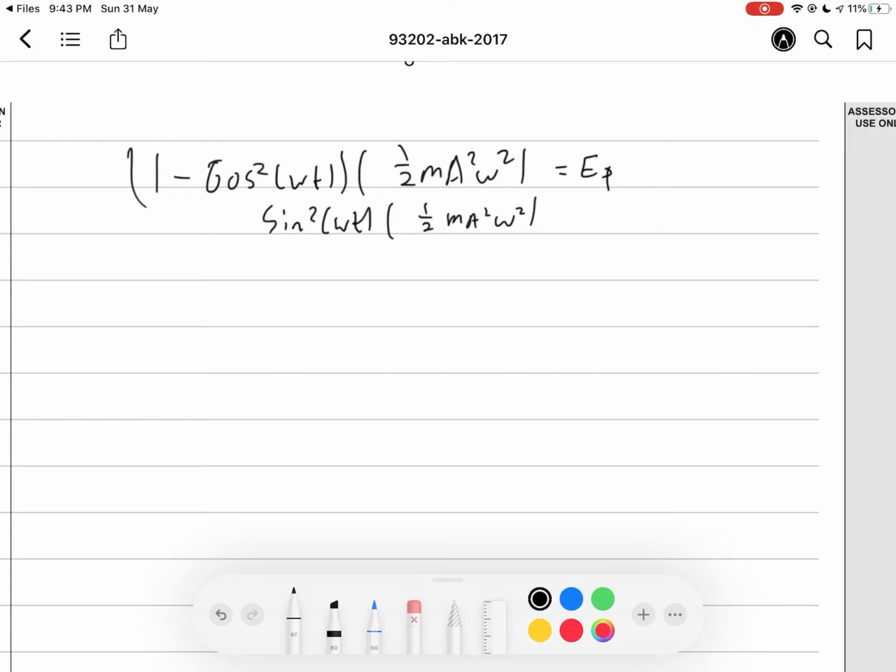Alright, so we know that, what do we do from here? Equals EP.